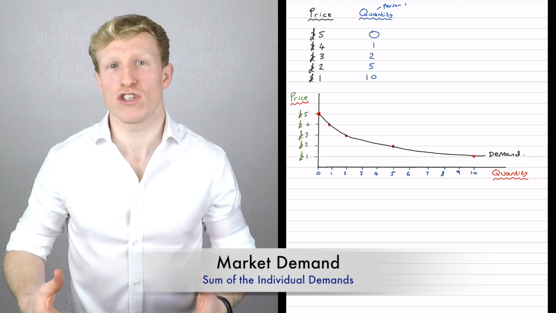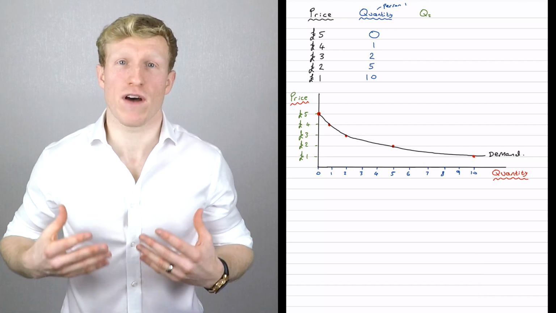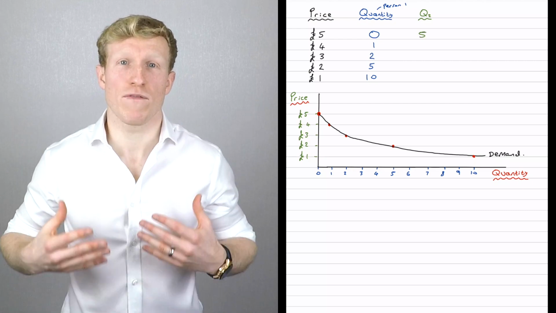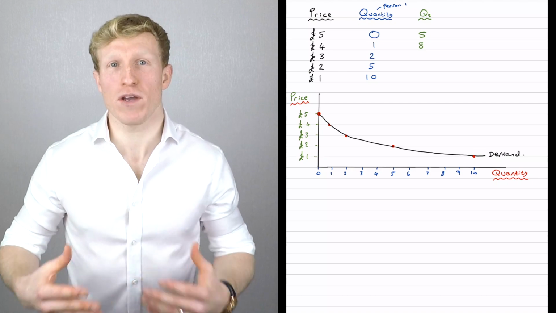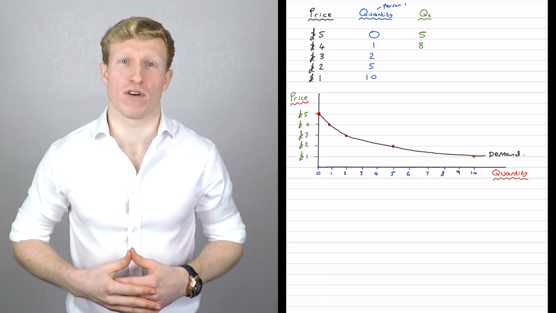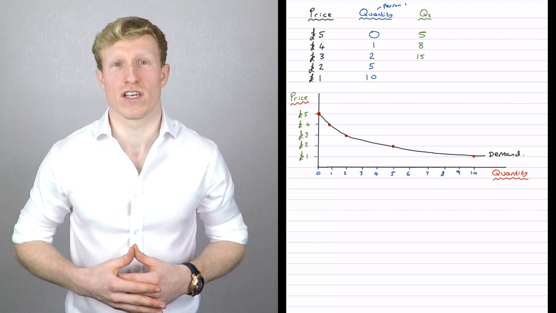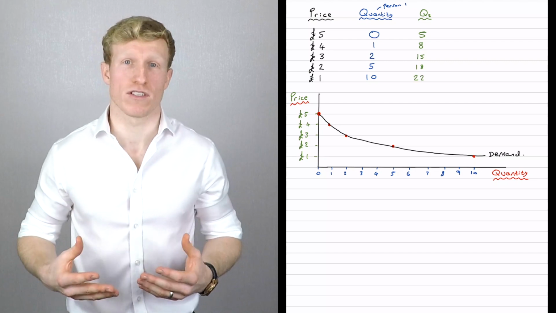So imagine this consumer likes chocolate a lot more than I do. So at a price of £5, they buy 5 units of the product. At a price of £4, they buy 8 units of the product. At a price of £3, they buy 15 units of the product. At a price of £2, they buy 18 units of the product. And at a price of £1, they buy 22 units of that product.